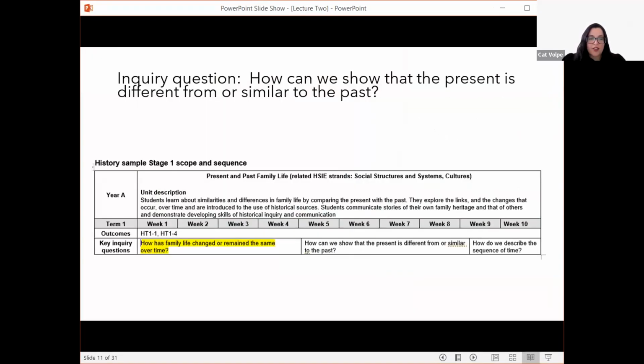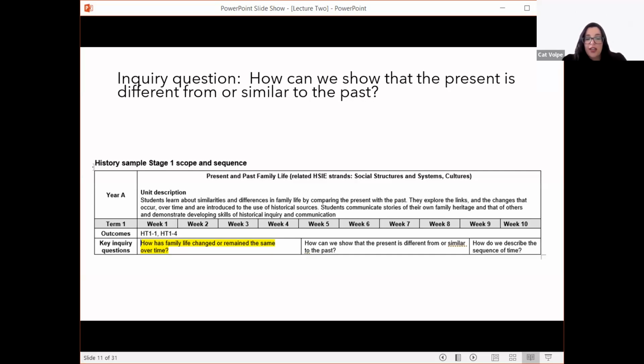So this is just an example of a scope and sequence from a history stage 1 unit of work, where students are looking at present and past family life. This is a 10-week unit where students have key inquiry questions that guide the curriculum in that unit of work. The first one is, how has family life changed or remained the same over time?